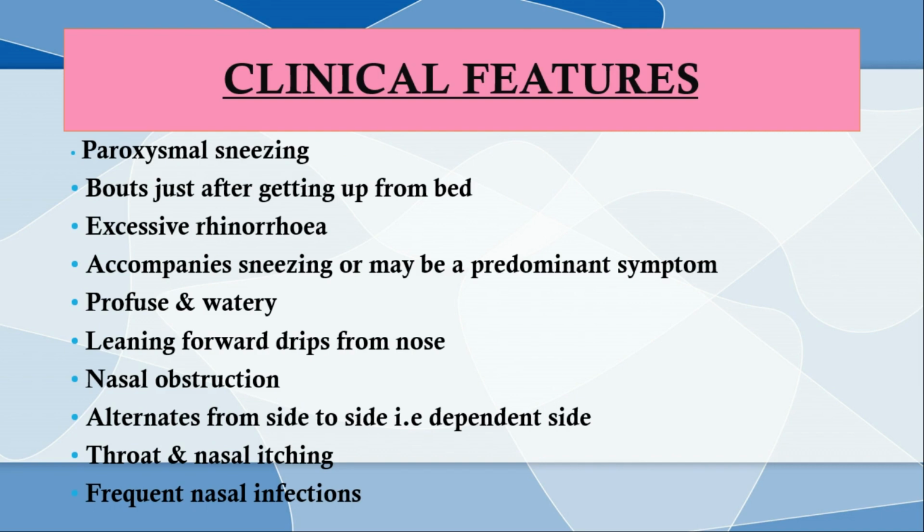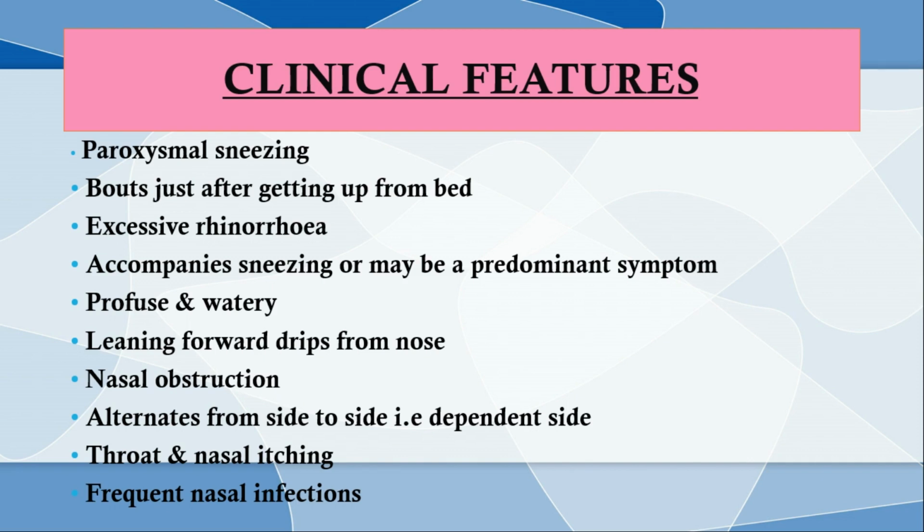As far as clinical features of vasomotor rhinitis are concerned, there is paroxysmal sneezing, bouts just after getting up from bed, and excessive rhinorrhea. It accompanies sneezing or may be a predominant symptom. It can be profuse and watery. Leaning forward, it drips from the nose.